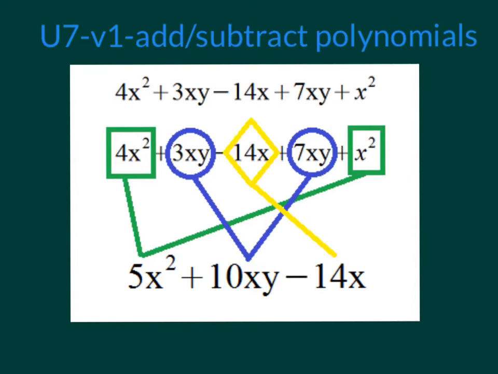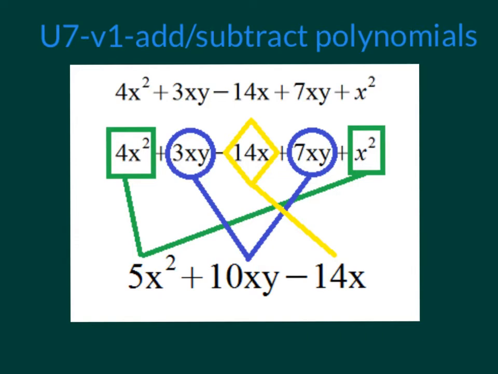All right, this is Unit 7, Video 1, Adding and Subtracting Polynomials. We've already done some review over like terms, but just to remember, like terms are terms where the variable and the exponent are exactly the same. So we have 4x squared, and we have x squared, which is a 1. So that's how we get 5x squared.